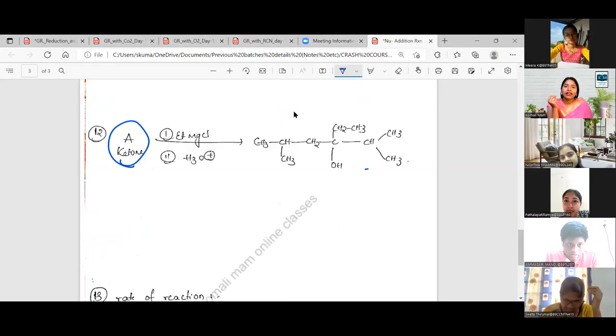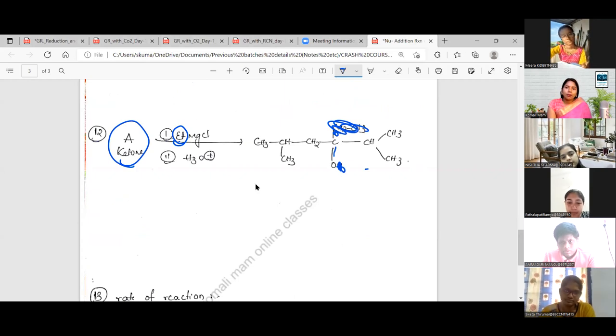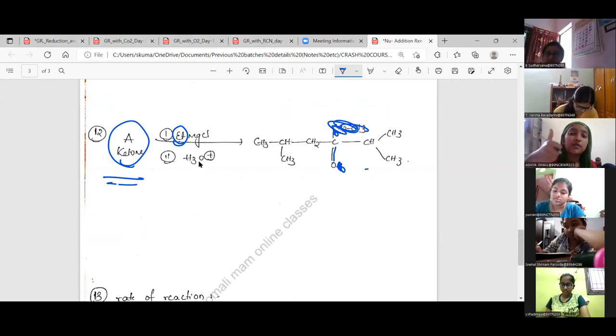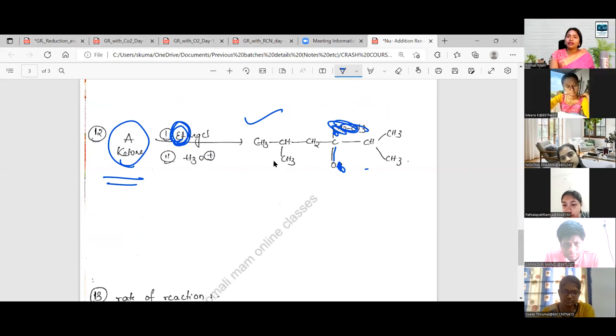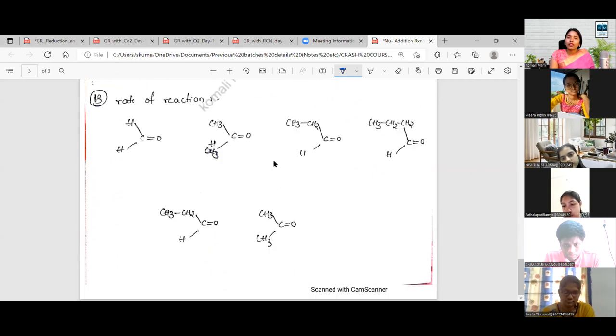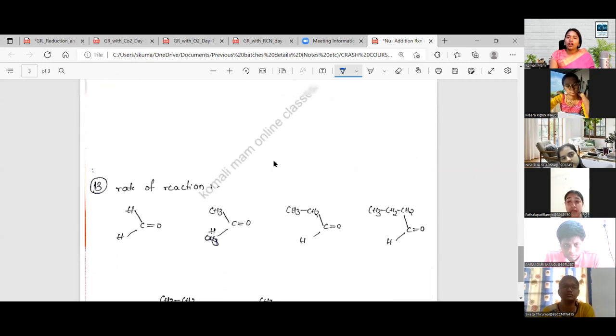See here, you are adding Grignard reagent. Very easy. From the Grignard reagent, the ethyl group comes, so remove this ethyl group. From water, H plus comes. Remove that. Keep a double bond. That is only your ketone. In the ketone place, you write this answer. How did I write the product? From the Grignard reagent, the ethyl group is coming, so I removed that. And from water, the H plus ion is coming, so I removed that. We will be getting that ketone. Keep a double bond.